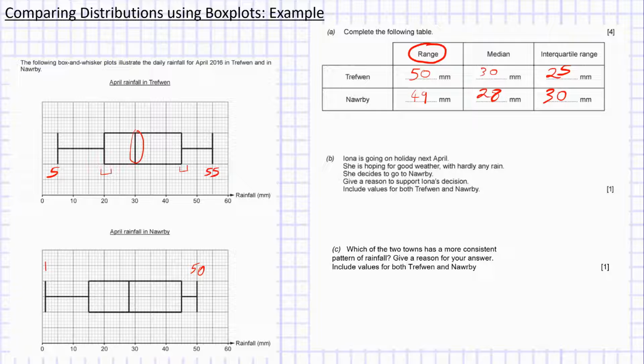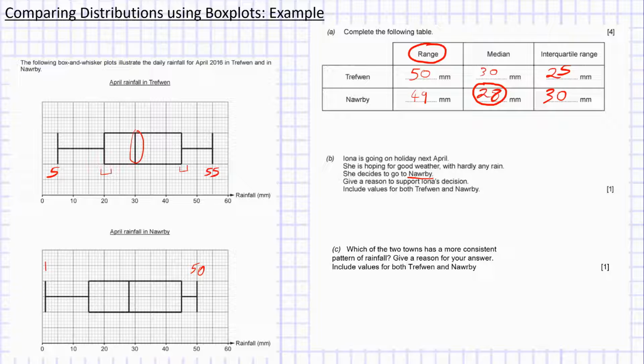So those are our values. We're now going to be expected to use these values. So if we look at B, Iona decides to go to Naurby because she wants good weather with hardly any rain. So give a reason to support her decision. Well, if I look at the median for Naurby, it has a lower median. Now, the median is, as we've seen, a kind of average. So we can say that on average, Naurby has less rainfall because it has a lower median.